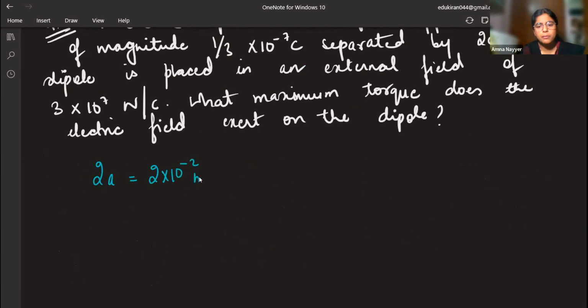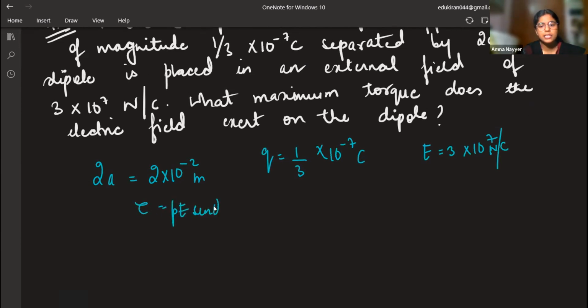2 into 10 to the power minus 2 meters is the separation. Charge is 1/3 into 10 to the power minus 7 coulombs. This is the charge that is given. Electric field is 3 into 10 to the power 7 Newton per coulomb. Torque will be PE sine theta. Now see maximum torque. So what have we studied for maximum torque? This will only be PE. This is the third case which we discussed. Remember sine 90 degrees. Torque is PE, that is going to be maximum.